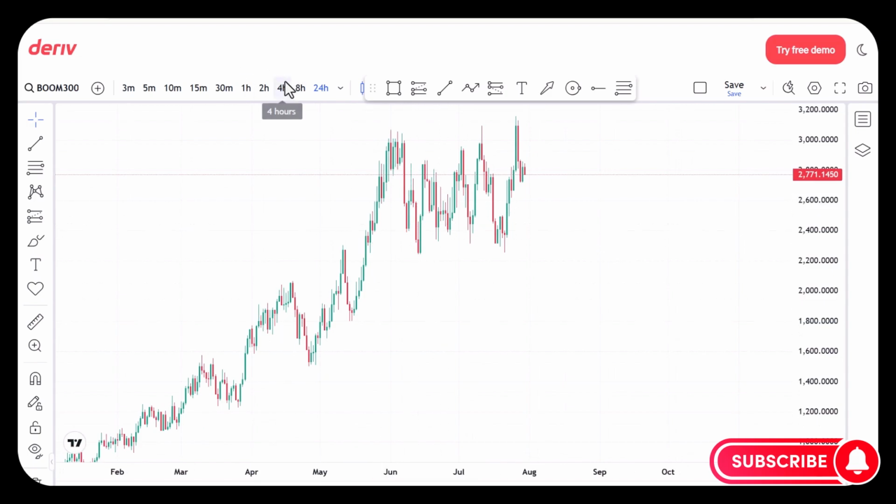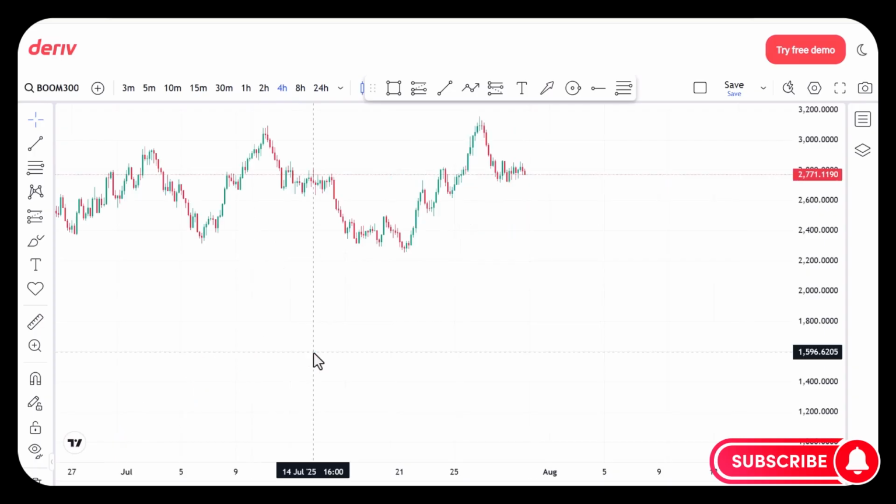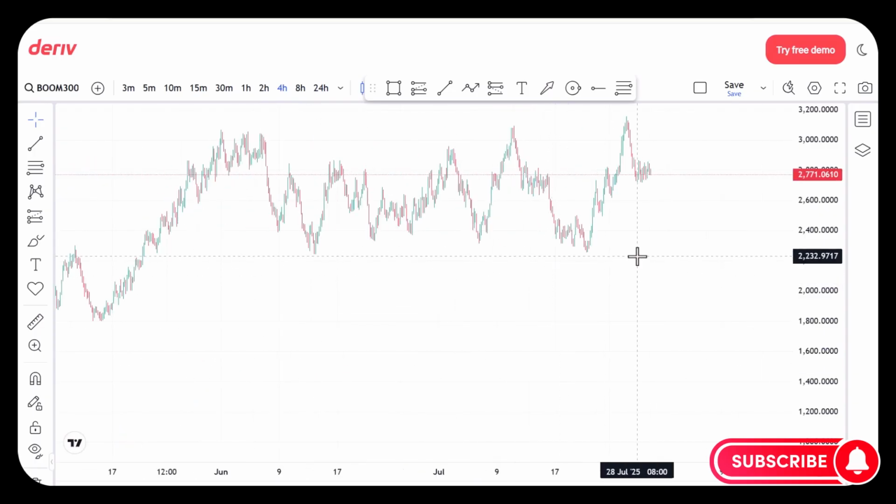So I want to go to the 4 hours to have a clearer view of what the 4 hour is doing. And what I'm doing is called a top-down analysis, because you need to understand the market from the higher time frame perspective down to the lower time frame perspective.